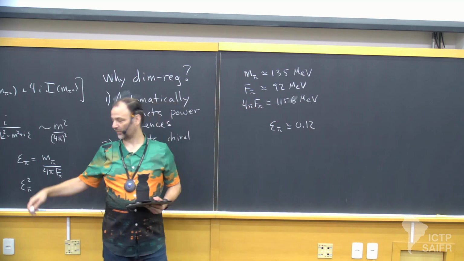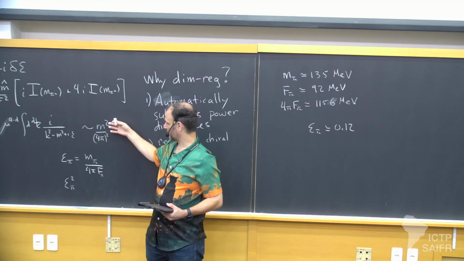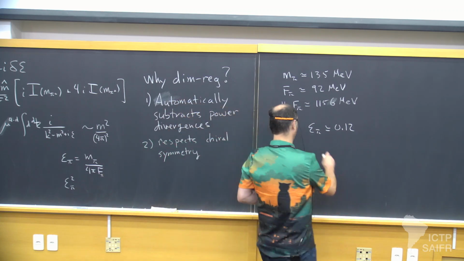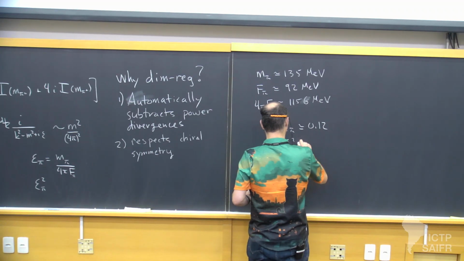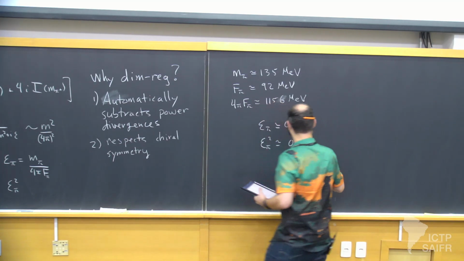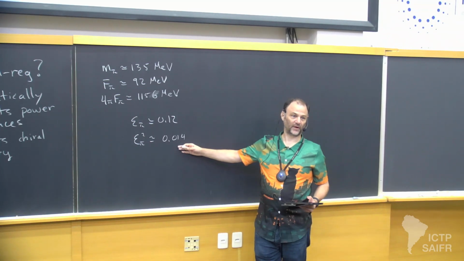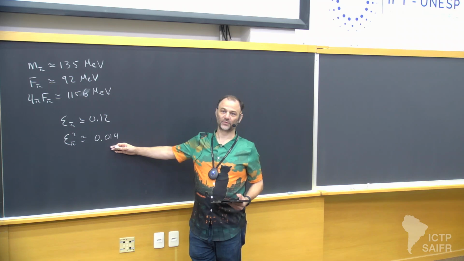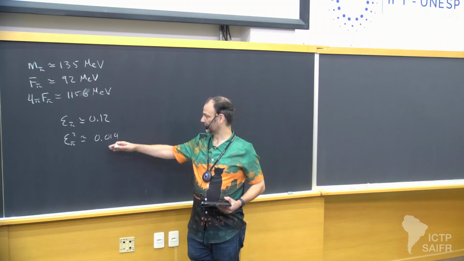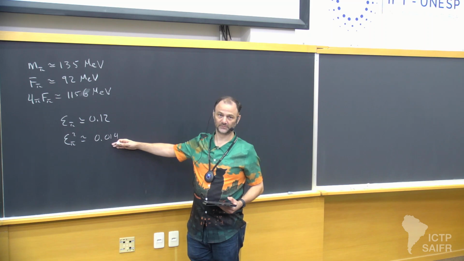But in chiral perturbation theory, we will find all the corrections scale like epsilon pi squared, not epsilon pi. And so epsilon pi squared, well, this number is 0.014. This is a 1.5% correction. And this is why chiral perturbation theory works so well. The small parameter is a few percent.